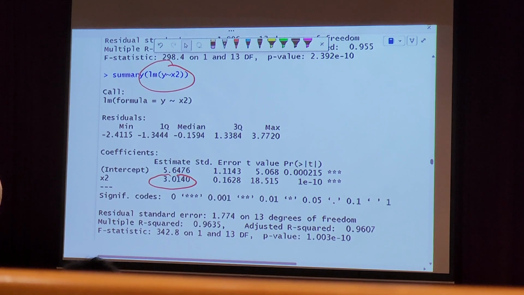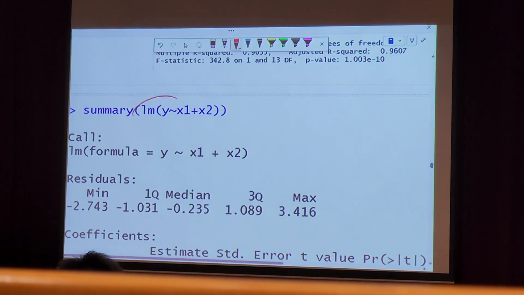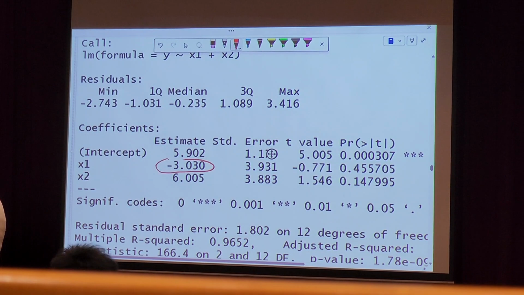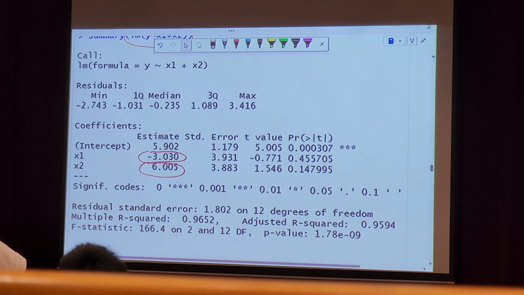Y against x2. Yeah, correct. Let's do it together. Well, then now we got this: one negative, one positive. Why? Multicollinearity. Multicollinearity messes up your sign. So multicollinearity is another reason why the sign could be wrong. It should be positive for both.